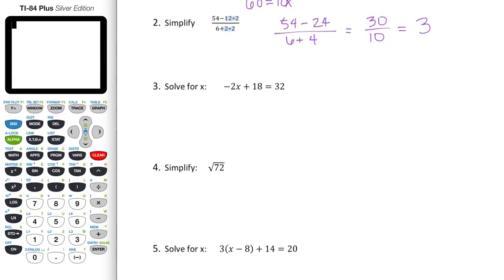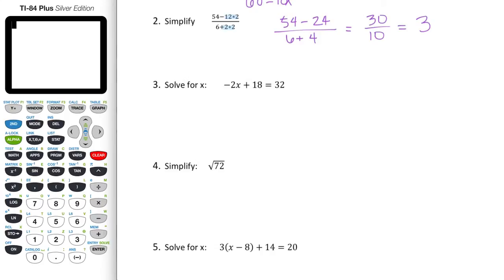All right, moving on. So again, we want to get our x's alone. So that means we're going to subtract 18 from 32. We'll have negative 2x. 32 minus 18 is going to give us 14. Divide both sides by negative 2, and x is going to equal negative 7.